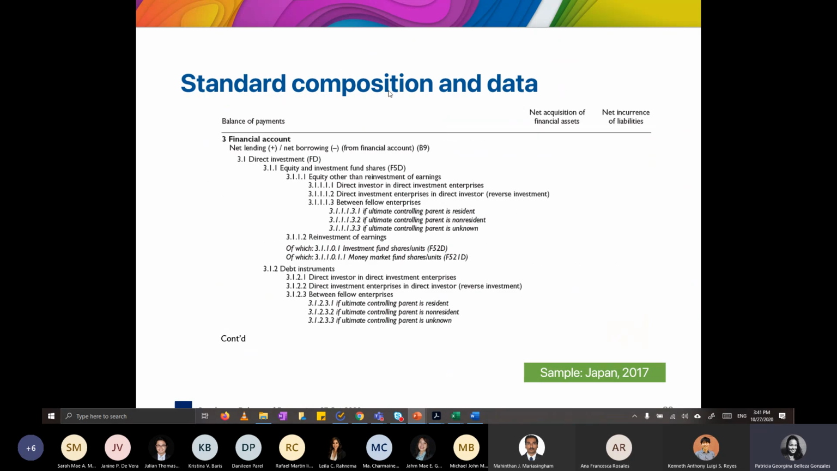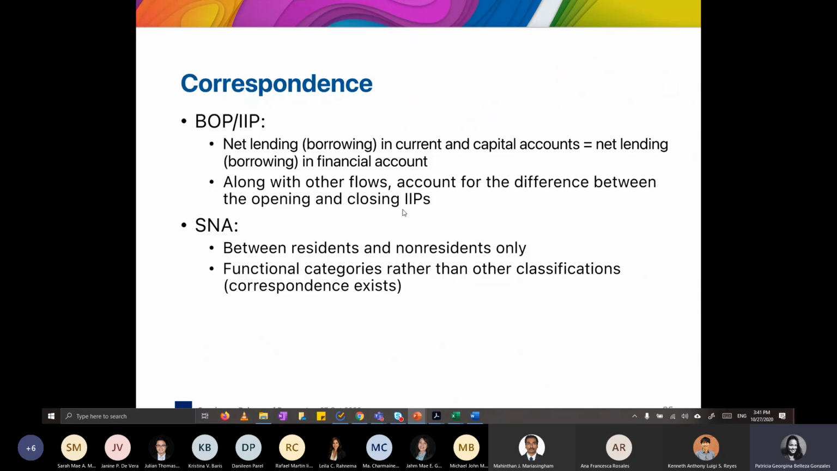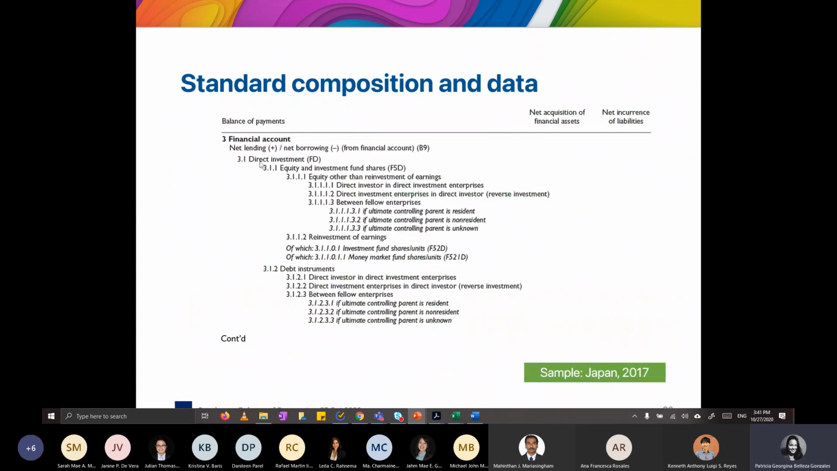So this is the standard composition of the financial account. Obviously there are more sub-items than the schematic I showed you earlier. Aside from classifying it according to functional categories, there are sub-classifications or sub-functional categories. Under direct investment, you have equity and debt instruments, and under those two, there are further classifications depending on the type of control, and so on and so forth.